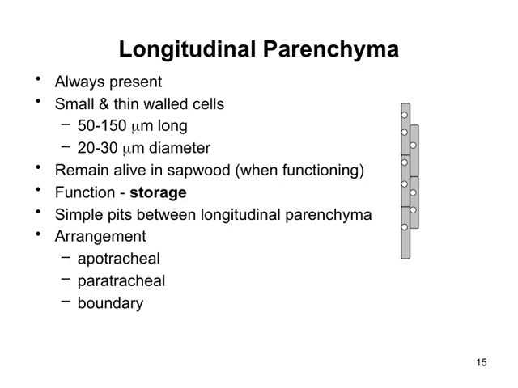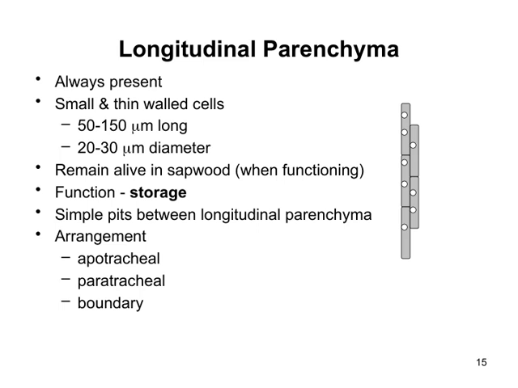Let's talk about the longitudinal parenchyma. This tissue is always present in the wood, and it's composed of small, thin-walled cells. These cells typically measure between 50 to 150 micrometers in length and about 20 to 30 micrometers in diameter. One important thing to note is that these cells remain alive in the sapwood when they are functioning, which is crucial for their role in storage.